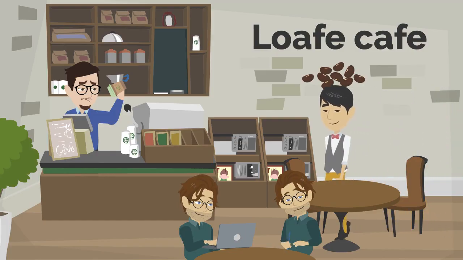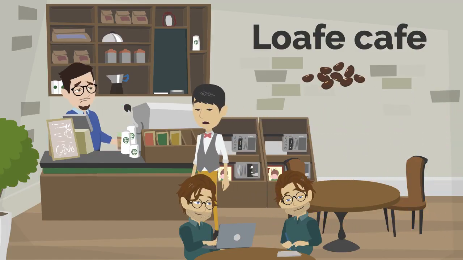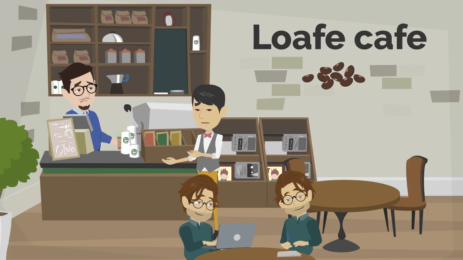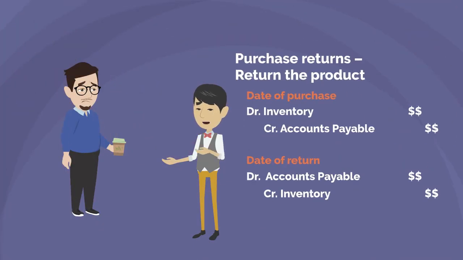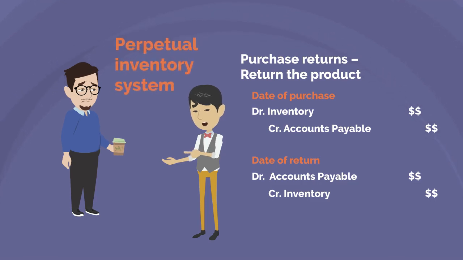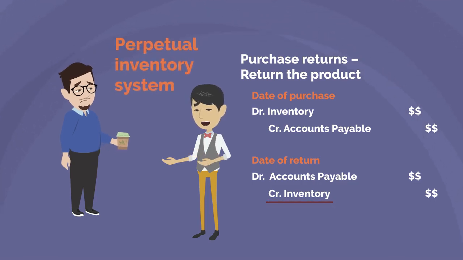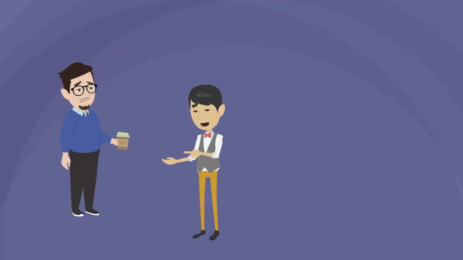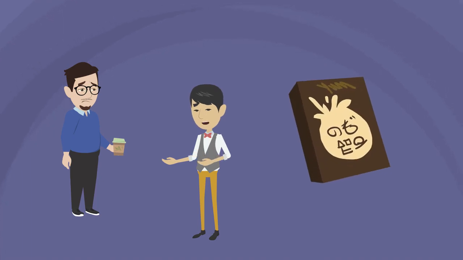However, when you return to Loaf the next day, Tom frantically tells you that the coffee beans from the day before were damaged and don't meet Loaf's quality standards. He asks you for advice on what he should do. You help Tom by calming him down and advising him the 2 ways he can handle the situation. One way is to return the defective product. Assuming Loaf uses the perpetual inventory system, he would credit inventory and debit accounts payable for the amount of coffee beans he's returning. However, this leaves Tom with no beans at all.